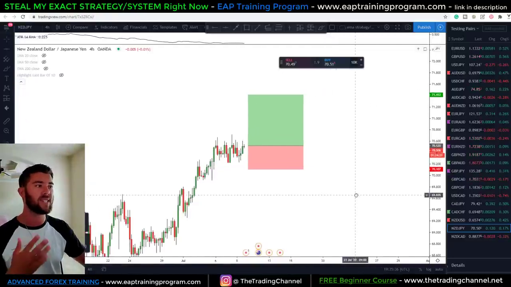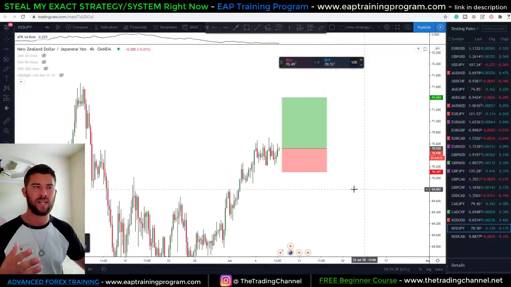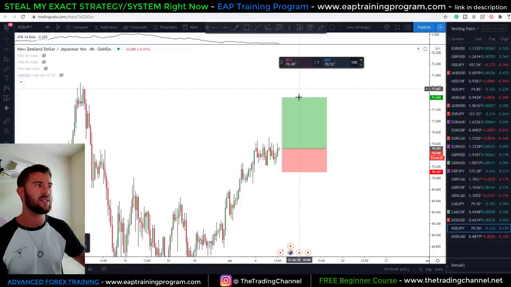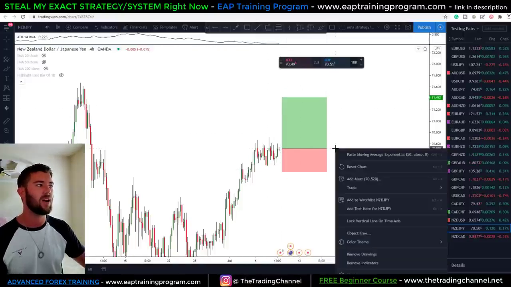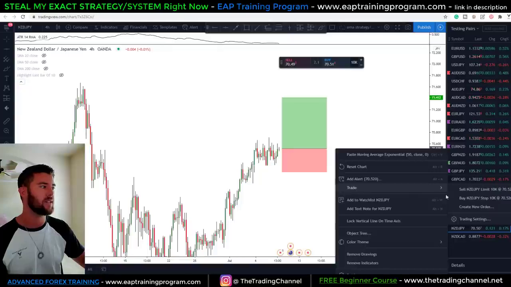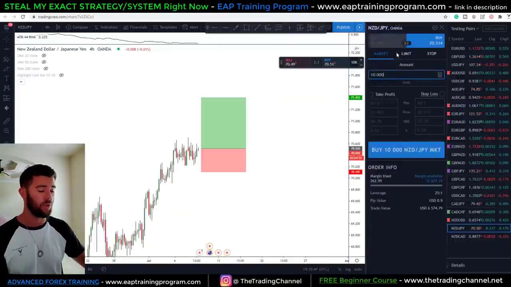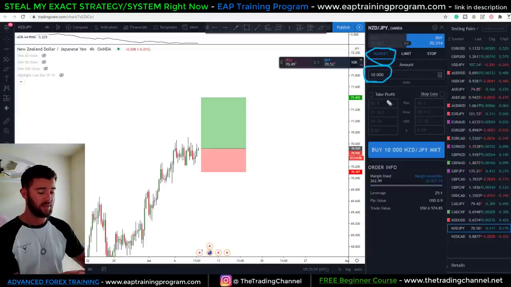So what's the easy way? Let's say we have this same trade set up. We have this breakout pattern on the New Zealand yen. We have our same stops and targets. All we'd have to do is click create a new order. We have our market order. We have our 10,000 units.